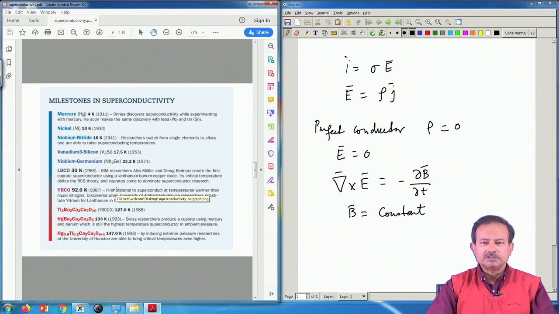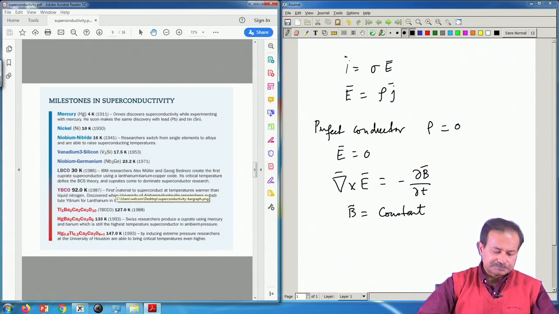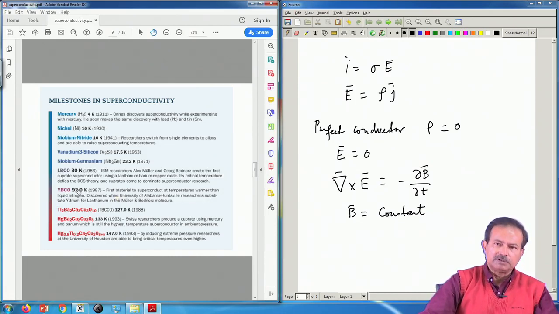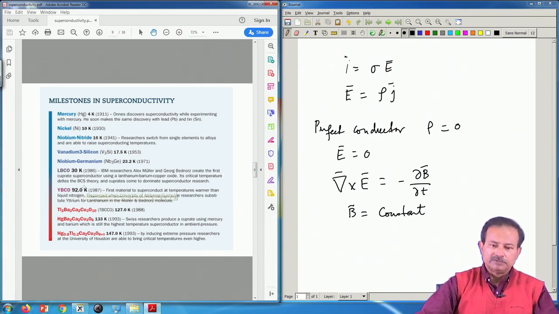You see, liquid nitrogen is fairly easily available, it is not very costly, and for industrial applications, if something requires liquid nitrogen, it is not difficult to obtain. So once this material came, the barrier of liquid nitrogen temperature was broken. This is 92 degree Kelvin. This is yttrium barium copper oxide, and it was discovered by Paul Chu and his group. And then came the series of high temperature superconductors.